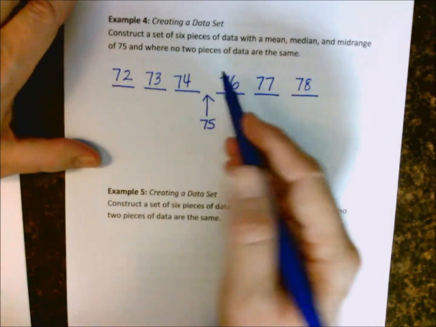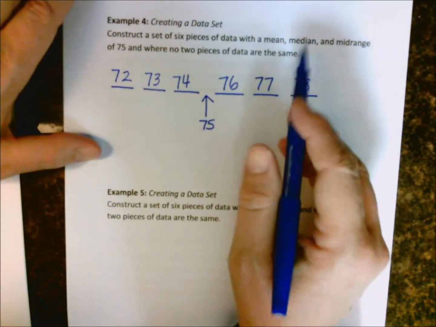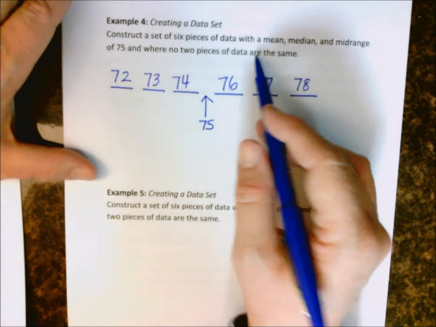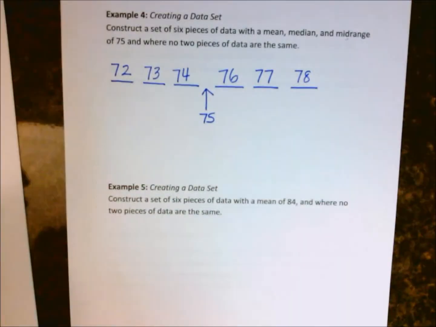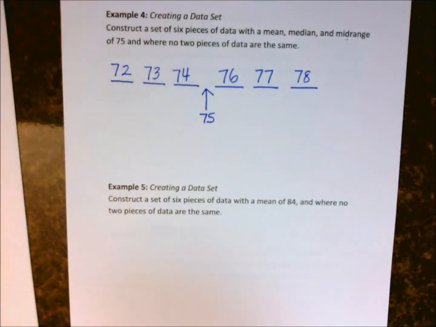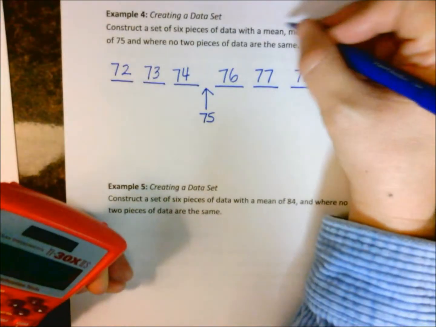So now I know that the median is 75, and I need to check the mean and the mid-range. So go ahead and calculate the mean of the data. Grab your calculator, and you can use the statistical function, or you can do it by hand. I'm adding them up. And I get 450. And I divide it by 6, and it gives me an average of 75. So I calculated the mean is right.